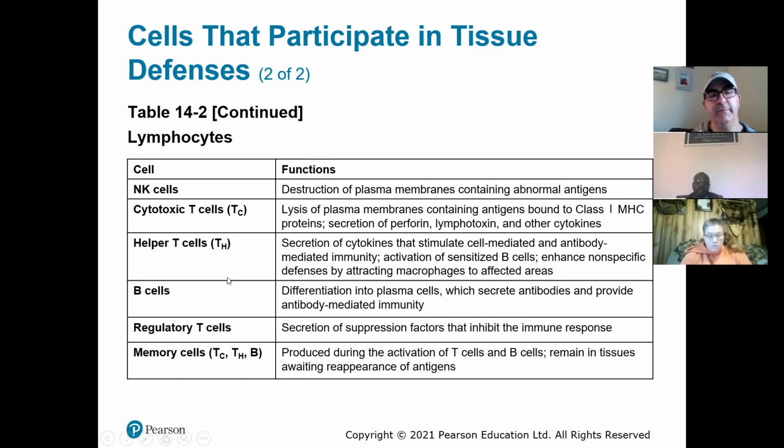And then the actual lymphocytes that we have. Well, we have natural killer cells, which don't really have to be activated. But we have cytotoxic T cells and helper T cells, right? Cytotoxic T cells can go out and kill cells. Helper T cells activate cytotoxic cells, or they activate B cells.